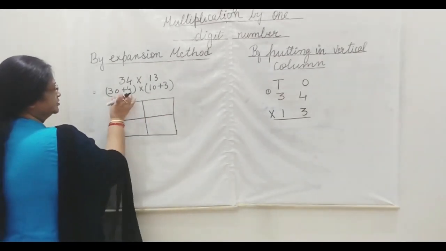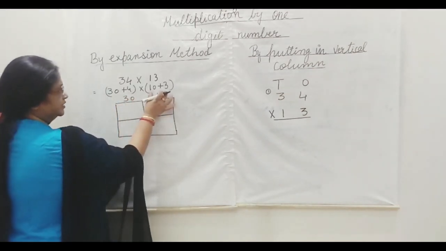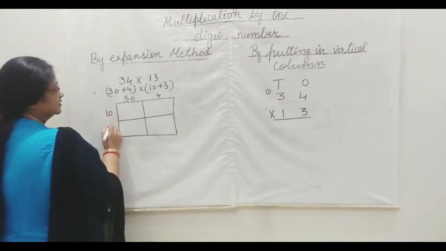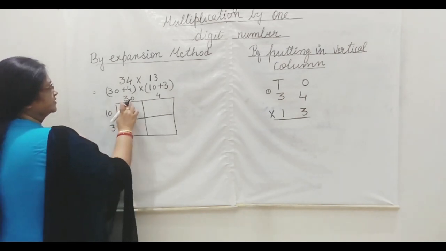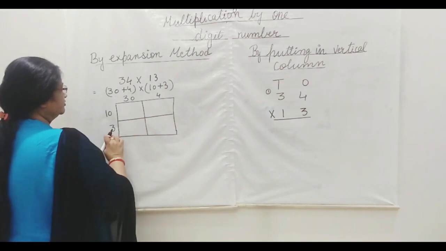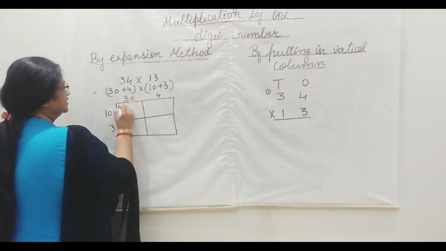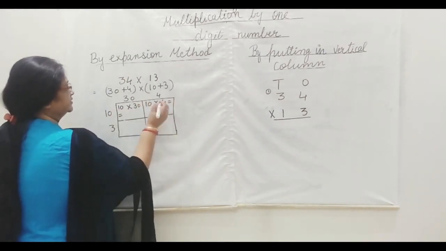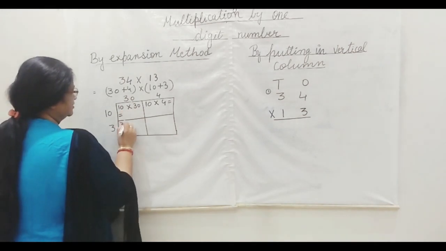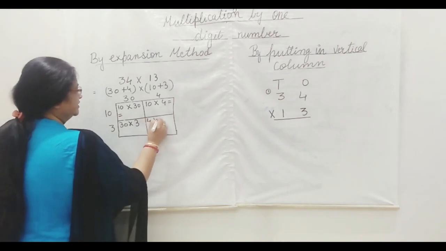Now place this expansion form in the box. The first two numbers you place here, 30 here, 4 here. The second two numbers you will place down here and here. Now first of all, 10 you will multiply by 30, 10 multiply by 4, then 3 multiply by 30, then 3 multiply by 4. So let's do it here.